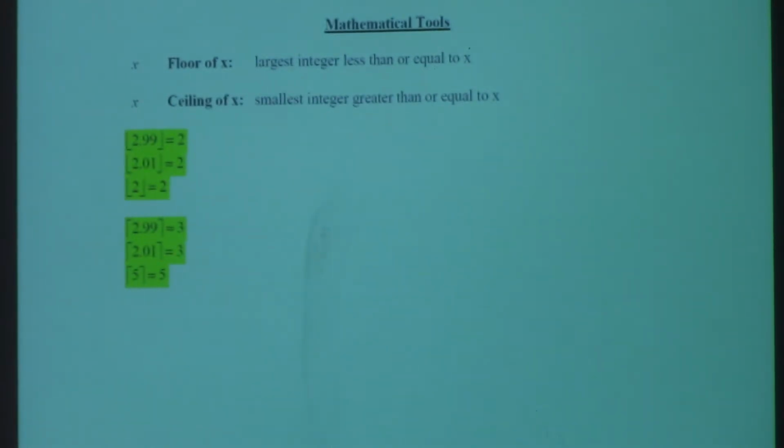How about if you go to 2.1? What's the floor? 2. How about 2.9999999? 2. I told you, I was lucky to get one person. So for 2.99999, the floor is going to be 2, because we still didn't get to 3, and I want the largest integer less than or equal to it. Not the one that's a little bit more. So it goes back to 2.